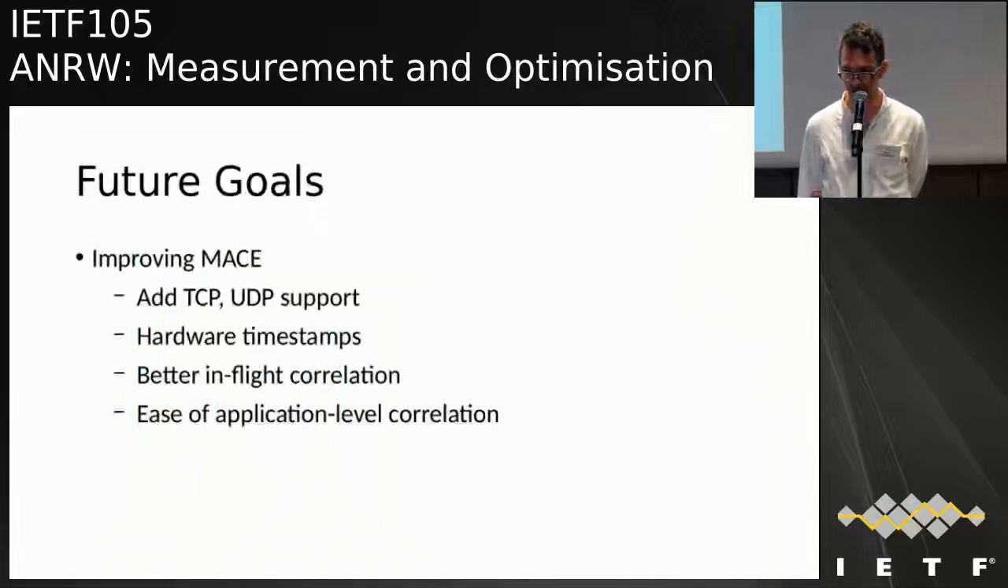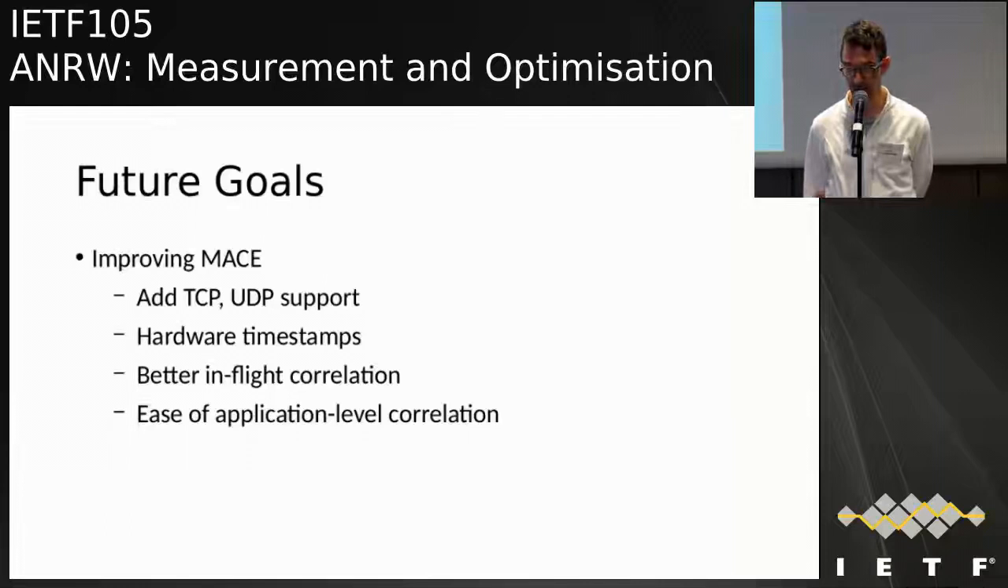Go through our goals for the future of this real quickly. We want to add TCP and UDP support, of course. We're just doing ICMP for now, but you could imagine that ICMP is a small fraction of what internet measurement cares about, and we want to be able to use this with things like Scamper TCP ping or UDP ping.